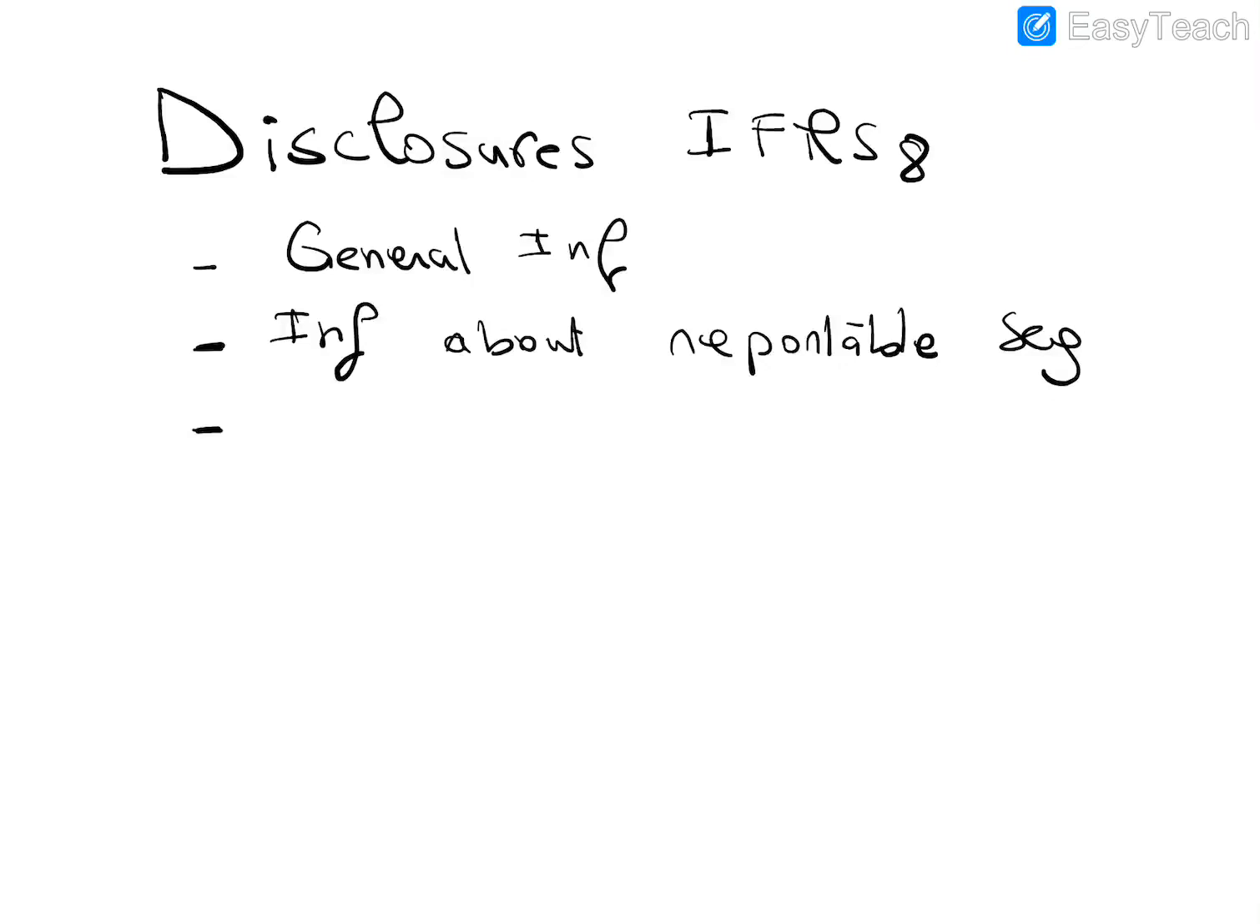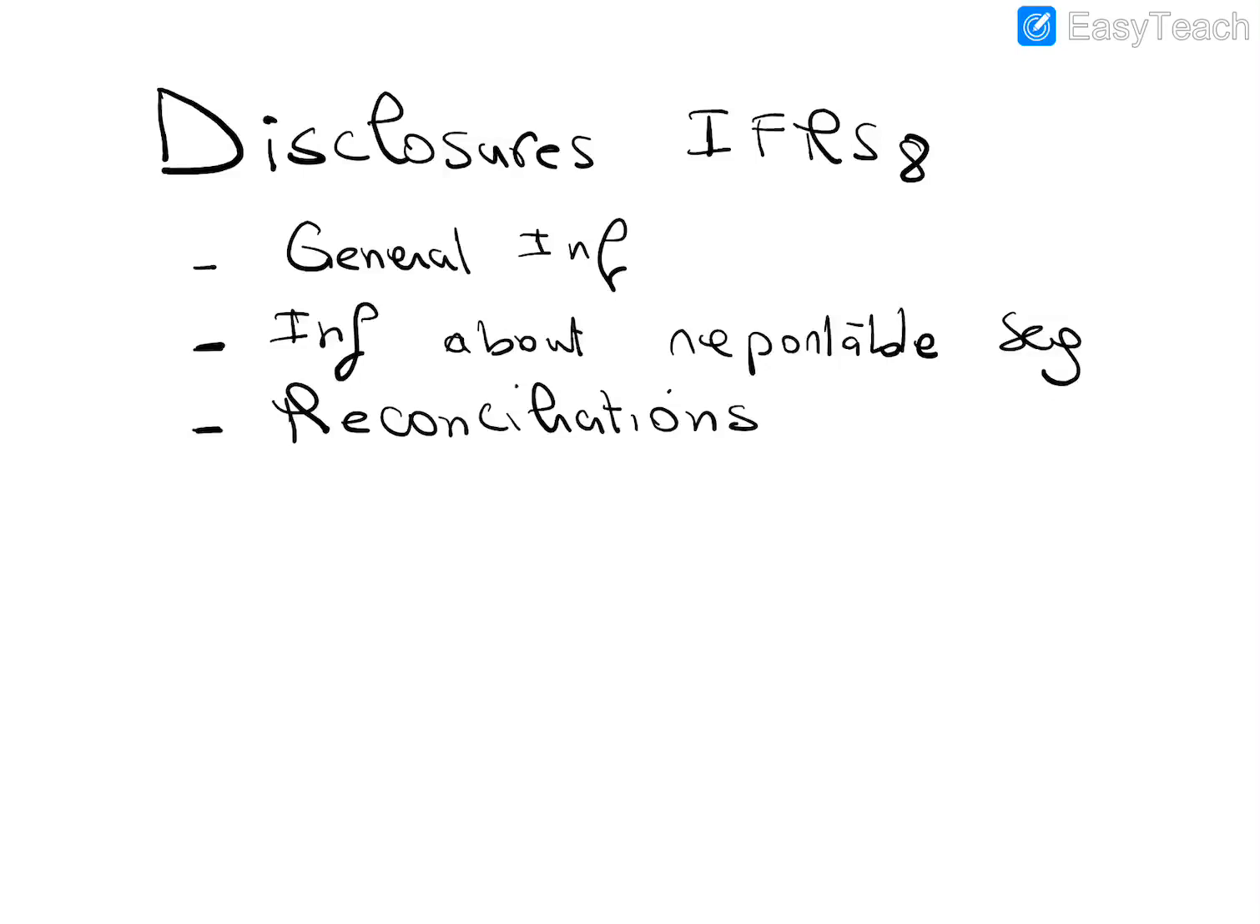Then another thing, the disclosure should include a reconciliation. And how do we do this reconciliation? We need to do the total. For example, have segments A, B, C, and D. See the example. I do the total of the revenue, the total of the profit, the total of their assets, and the total of the liabilities, right?